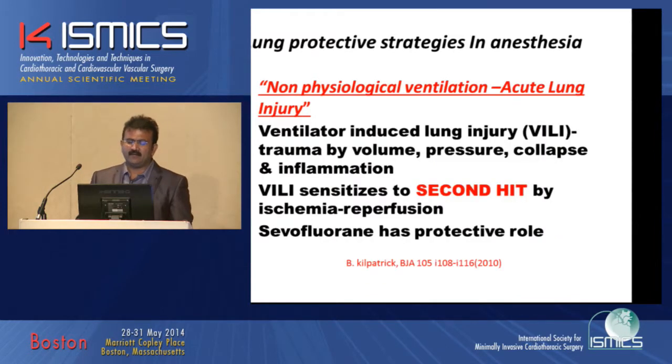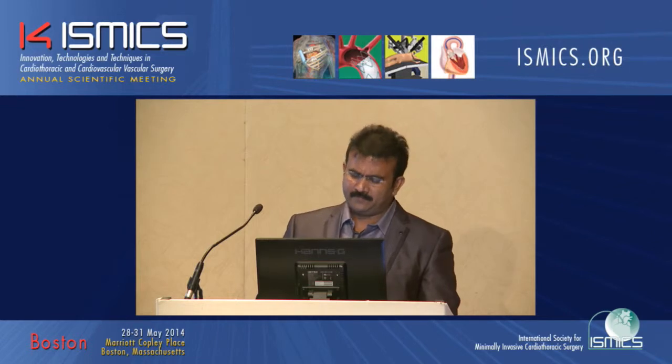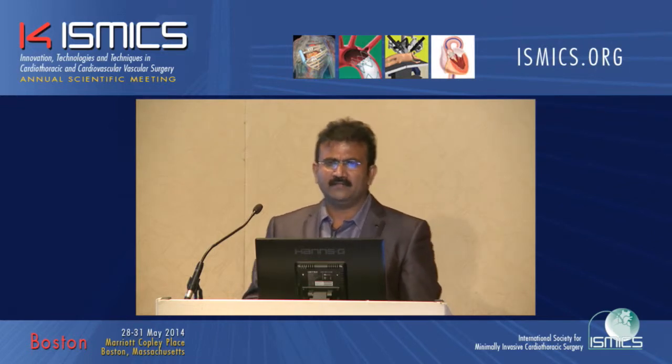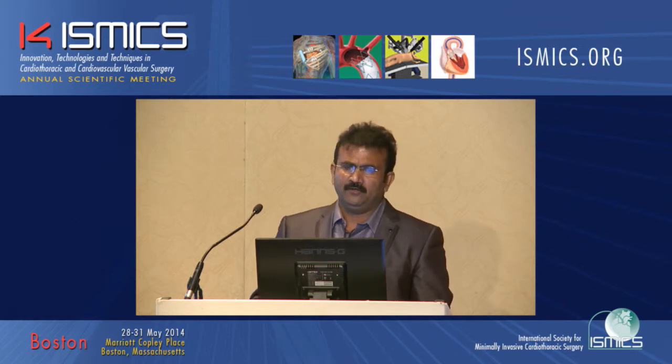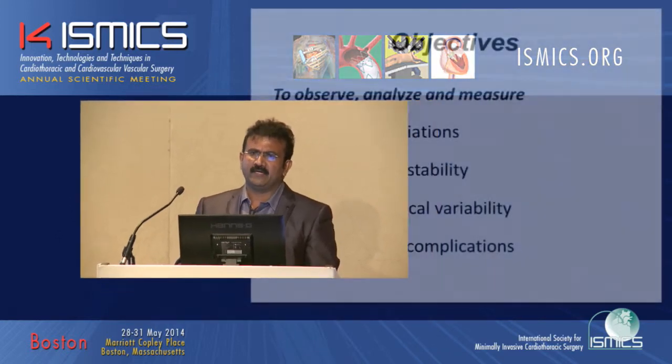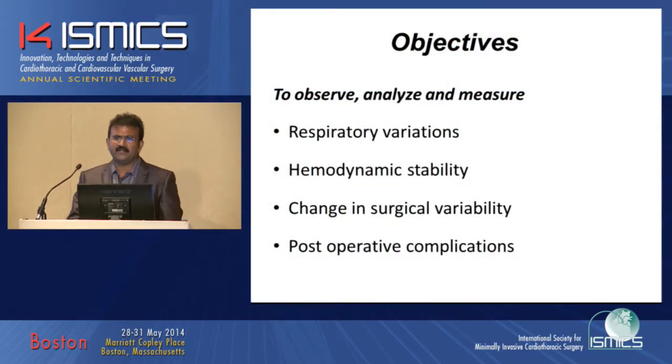This was because of an article by Kilpatrick et al. in BJA 2010. They highlighted that non-physiological ventilation will lead to acute lung injury in normal lungs, and also highlighted first hit and second hit lung injuries. Based on this, we adopted a modification in our dual lung ventilation to observe, analyze, and measure the outcomes in terms of respiratory variations, hemodynamic stability, change in surgical variability, and postoperative complications.